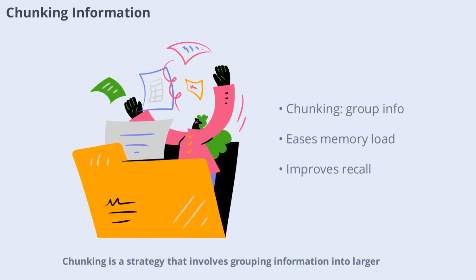Chunking is a strategy that involves grouping information into larger, meaningful units. This technique helps overcome the limitations of short-term memory by reducing the number of items we need to remember. For example, remembering a phone number as 123 456 7890 instead of 10 separate digits.